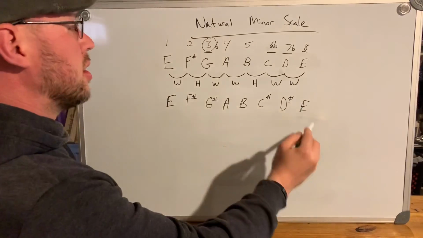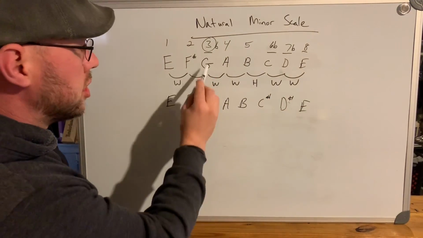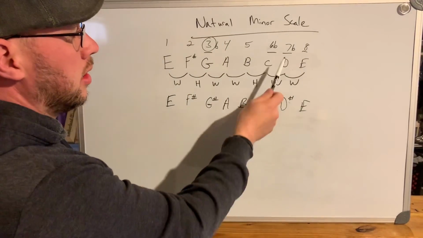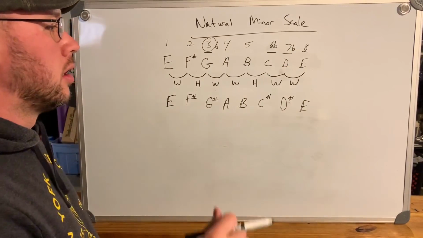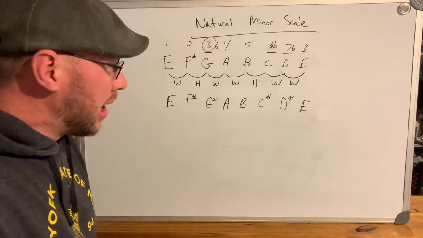That would be the E major. This is the E minor. See the difference? The G is flattened, C is flattened, the D is flattened. So the flattened 3rd, 6th, and 7th gives it that quality of a natural minor.